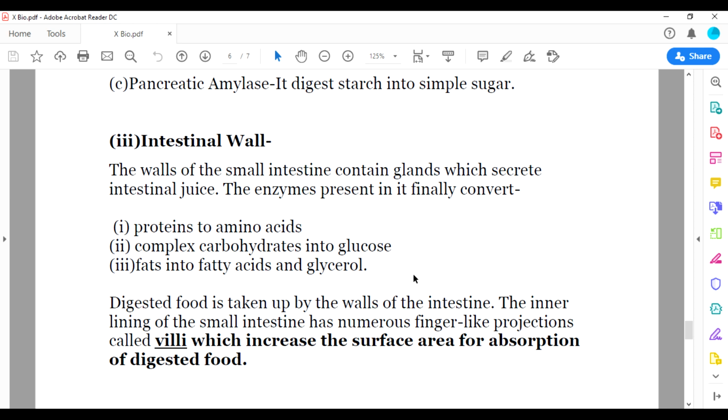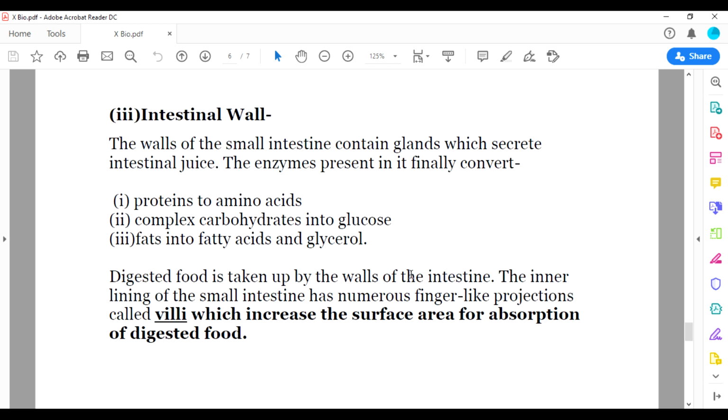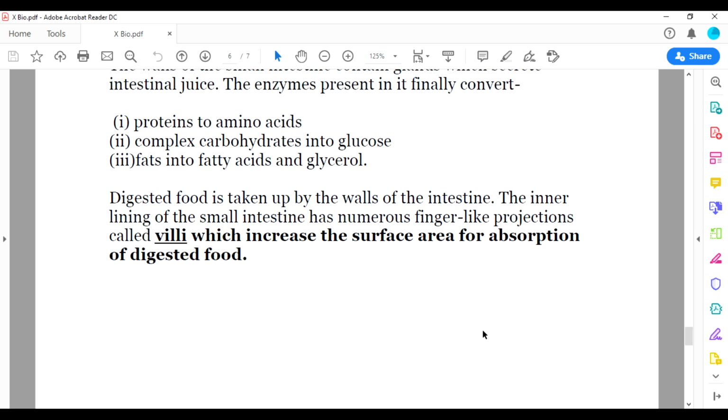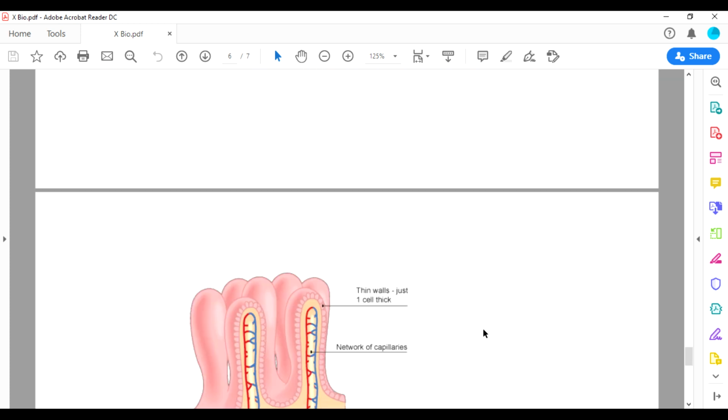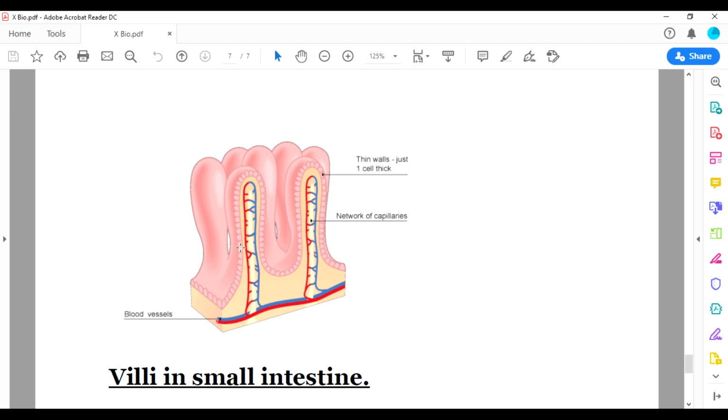Then the last part of the small intestine, the ileum. The ileum is responsible for absorption of digested food. It is possible in the ileum because its inner lining has numerous finger-like projections which are called villi. Villi increase the surface area for absorption of digested food. See the structure of villi. These are villi.